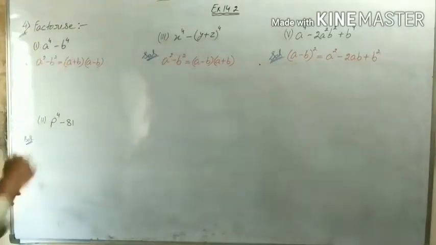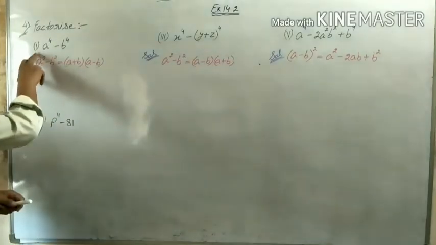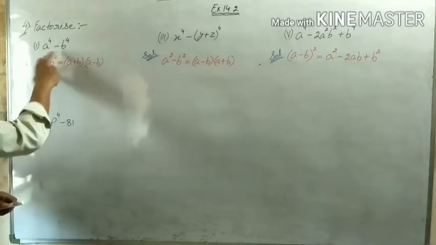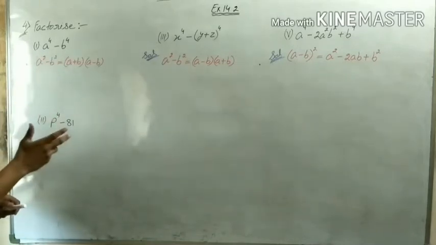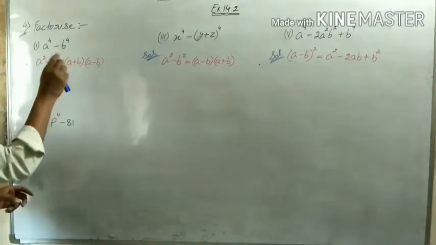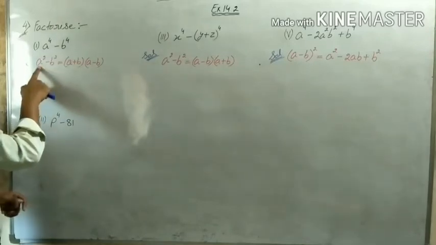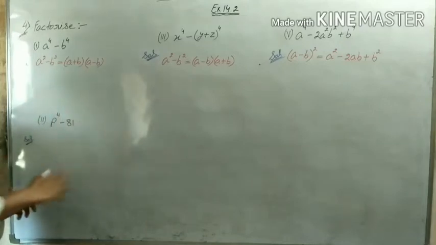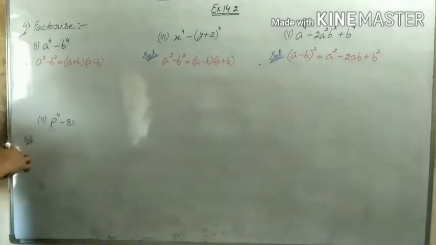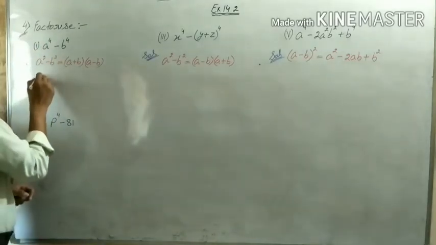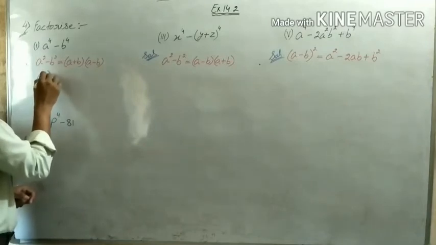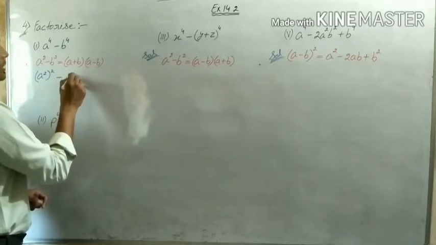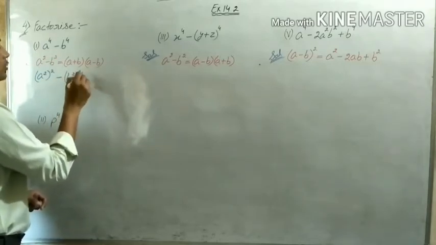Question number 4, again factorize. So the first one, number 1, we have a raised to 4 minus b raised to 4. Now there is no formula like this that we have, but we can modify this and again use the same identity, that is a square minus b square gives you a minus b into a plus b. So what we can write this a raised to 4 as? We can write it as a square whole square minus b square whole square.